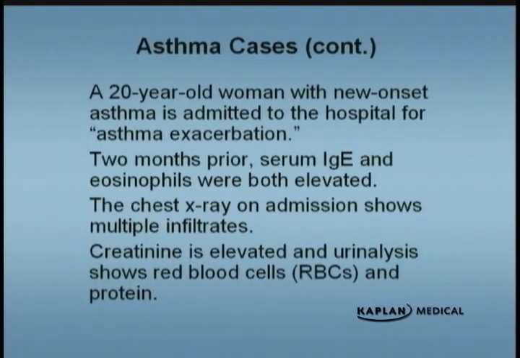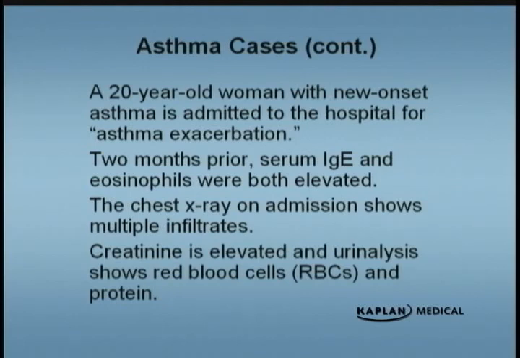A 20-year-old woman with new onset asthma is admitted to the hospital for asthma exacerbation. 2 months prior to this, serum IgE and eosinophils were both elevated. The chest x-ray on admission shows multiple infiltrates. Creatinine is elevated, and urinalysis shows red blood cells and protein.